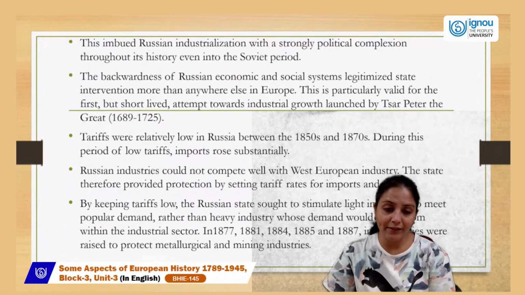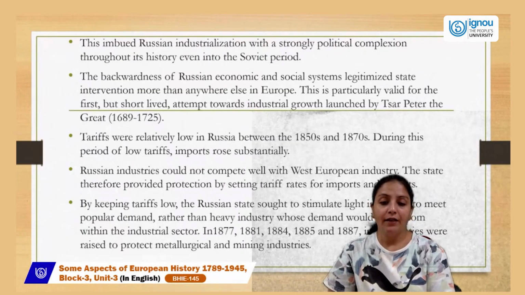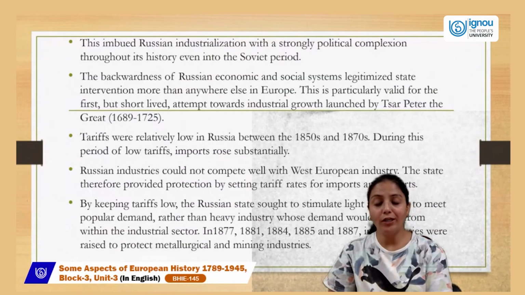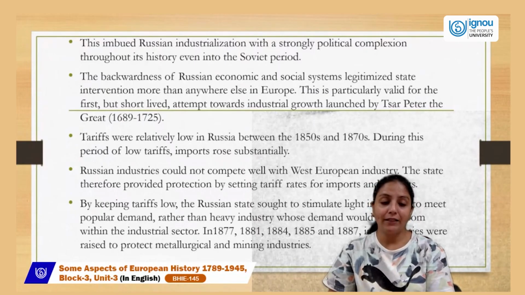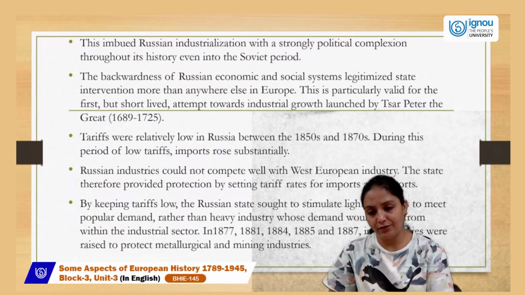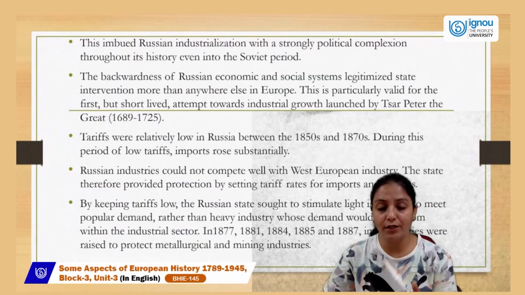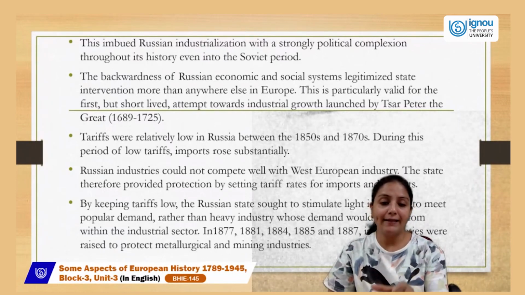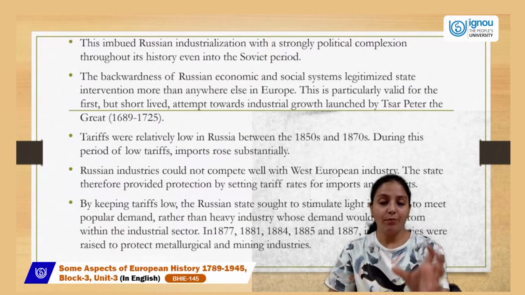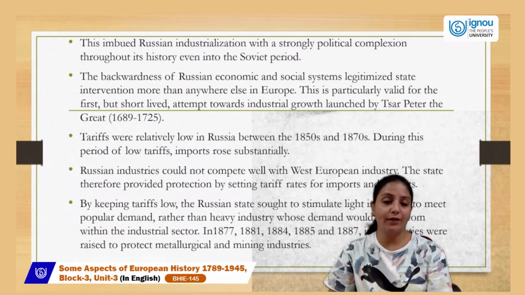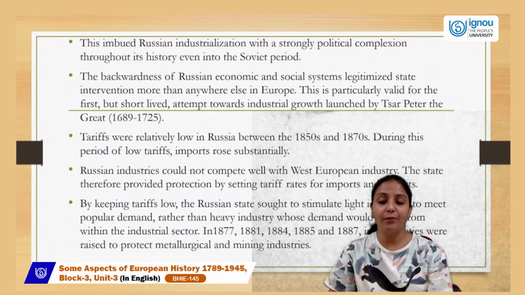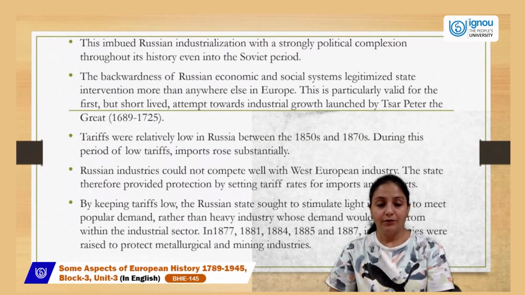In 1877, 1884, 1885, and 1887, import duties were raised to protect metallurgical and mining industries. That was very beneficial for the Russians because they enhanced their tariffs: when somebody came to import into Russia, they raised import duties just to protect metallurgical and mining industries.